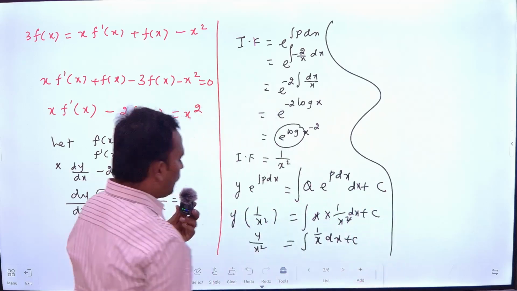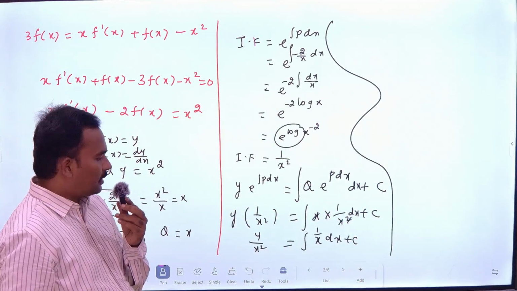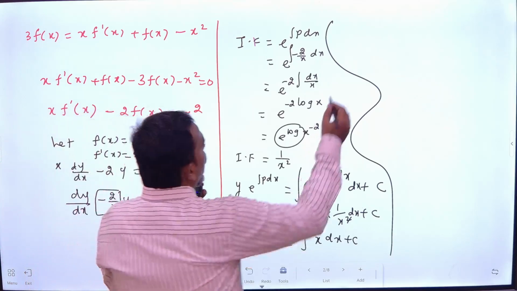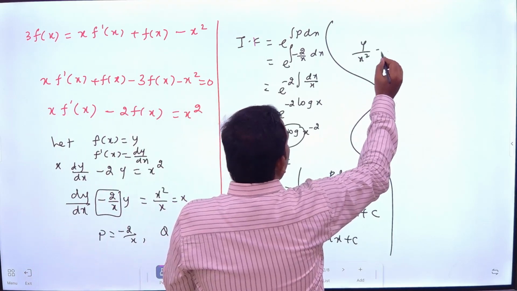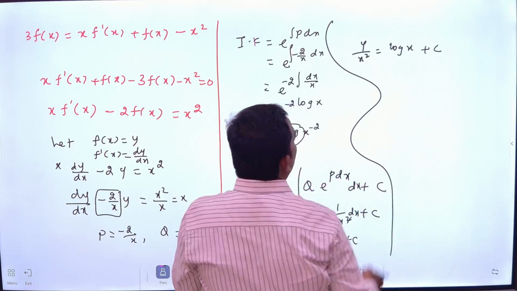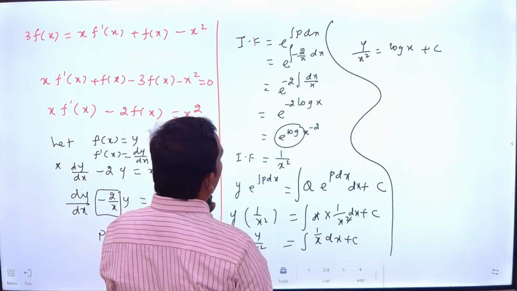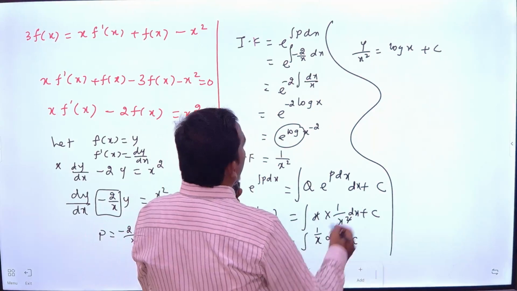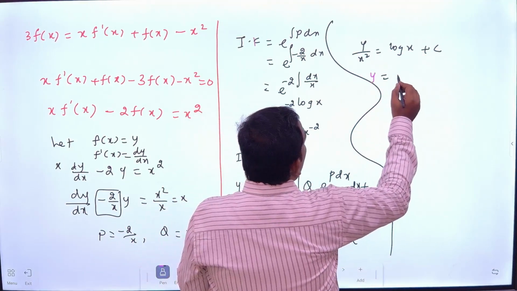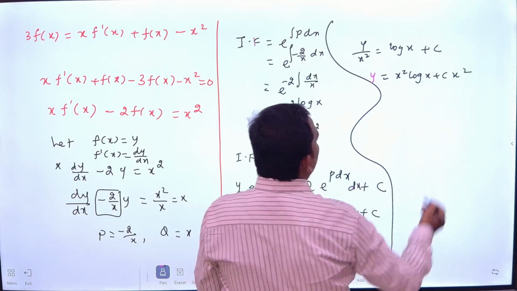Okay, good. Now you can see what is the integration dx by x. This is log x, right? So y by x square is equal to log x plus c. Okay. Now you can multiply by x square on both sides. So y is equal to x square log x plus c x square.